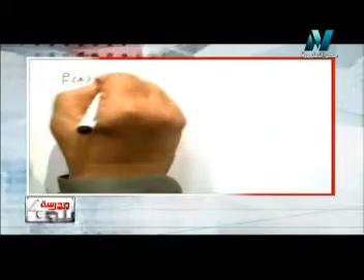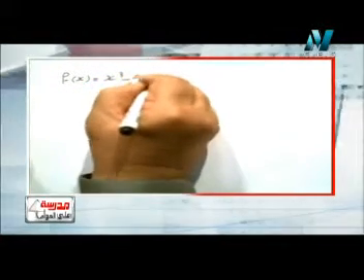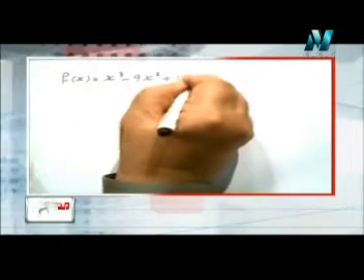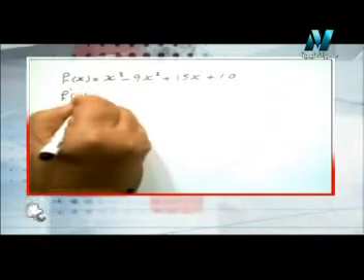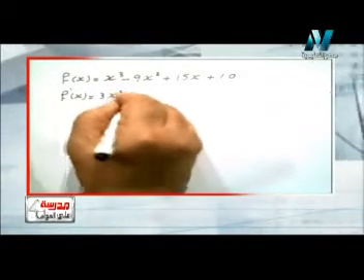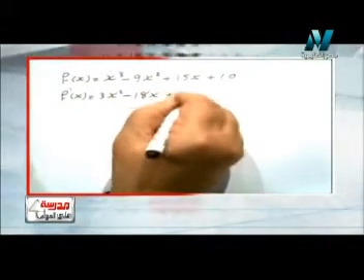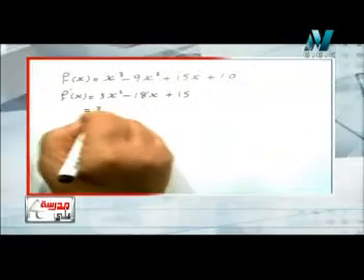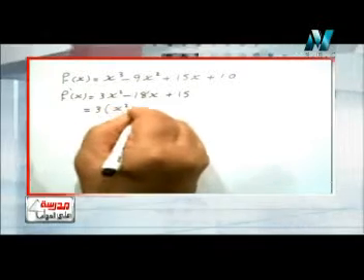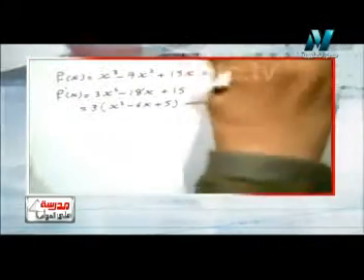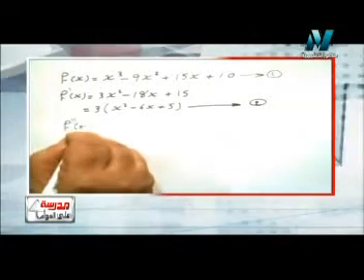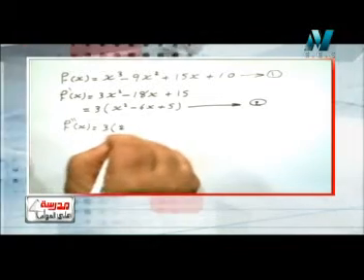f of x عندنا كانت x power 3 minus 9x square plus 15x plus 10. نجيب f dash x: 3x power 2 minus 18x plus 15. 3 common factor, x square minus 6x plus 5. f double dash x is 3 multiply 2x minus 6.